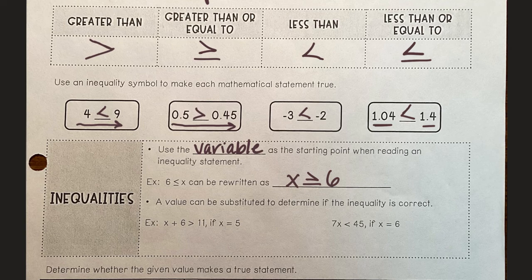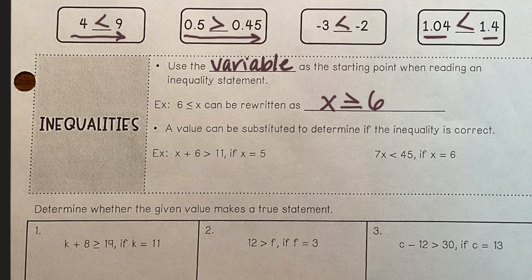A value can be substituted to determine if the inequality is correct. So just like with equations, sometimes they'll give you the value of your variable and you get to check to see if your inequality is true. So let's go ahead and practice that really quick right here. For this first one, it says x plus 6 is greater than 11 if x equals 5. If I was to plug in 5 for my x, that would be 5 plus 6 is greater than 11. Okay, when I do that math, 5 plus 6 is 11.